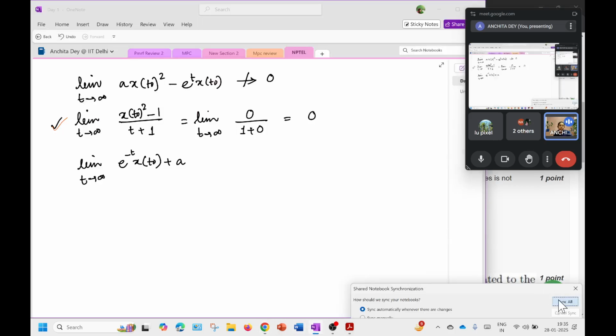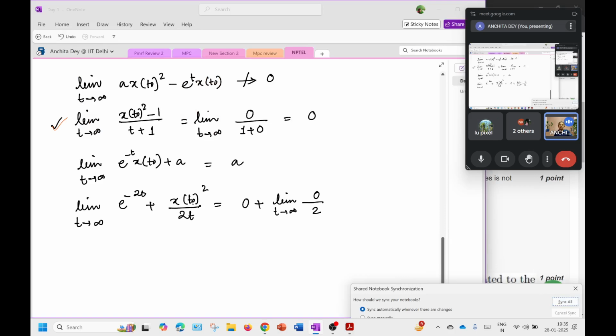Why 0 by 2? Because by using L'Hospital's rule, this term is differentiated to be 0 and this one will become only 2, right? So you again have 0. That means this curve is actually going towards 0 as t goes to infinity. This trajectory is going towards 0 as t goes to infinity.